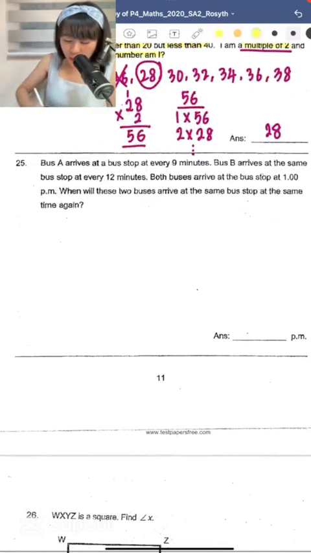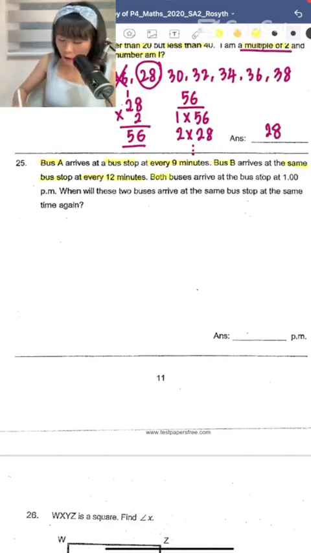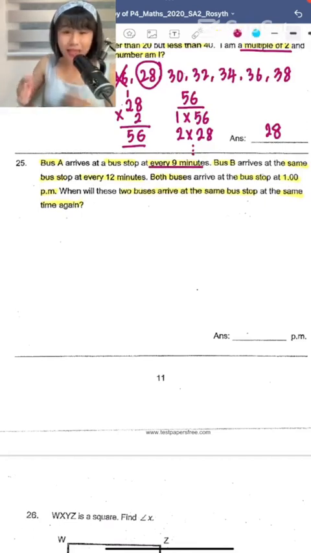Question 25. Bus A arrives at the bus stop every 9 minutes. Bus B arrives at the same bus stop every 12 minutes. Both buses arrive at the bus stop at 1 p.m. When will these two buses arrive at the same bus stop at the same time again? For this type of question, for them to arrive at the same time again, we are looking at the multiples, the lowest common multiple between 9 minutes and 12 minutes.